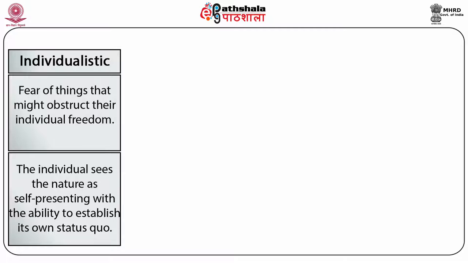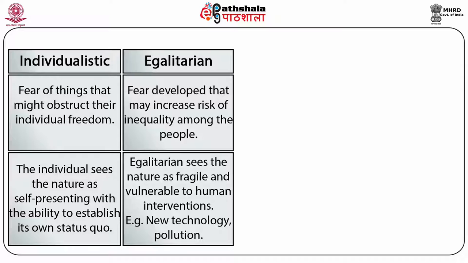Contrary to the individualistic setup in a given culture, we have the egalitarian setup, where some kind of fear develops that many things may increase the risk of inequality among the people. The concept says that all are equal in an egalitarian setup. Gender-wise, people are equal. Socioeconomically, there are no inequalities. If there is social disintegration, there is some kind of fear. What happens if this chain breaks up? So inequalities may arise. The egalitarian structure may be lost, which is happening at an unconscious level.